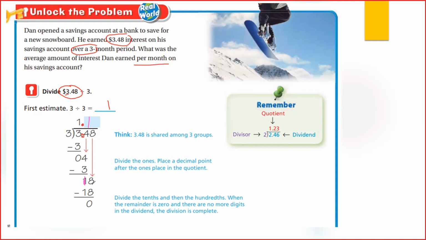Let's call 8 now. What do we have now? We have 18. 18 divided by 3 is 6. Then 6 times 3 is 18. So after that, I found that the remainder is 0. Now, did I finish? Yes, I finished calling all the numbers from the dividend, my remainder is 0. So that means dividing 3.48 over 3, the answer is 1.16. Is there any question?